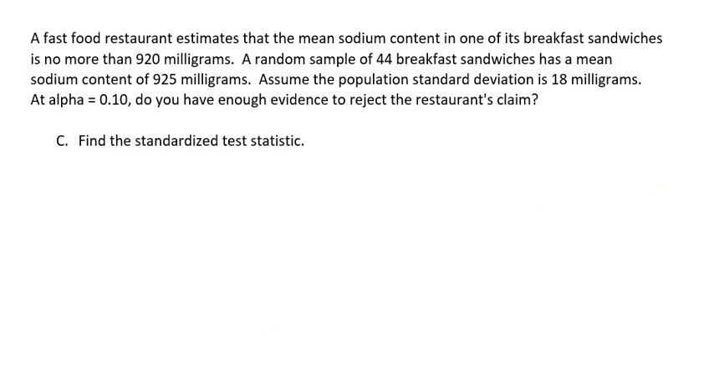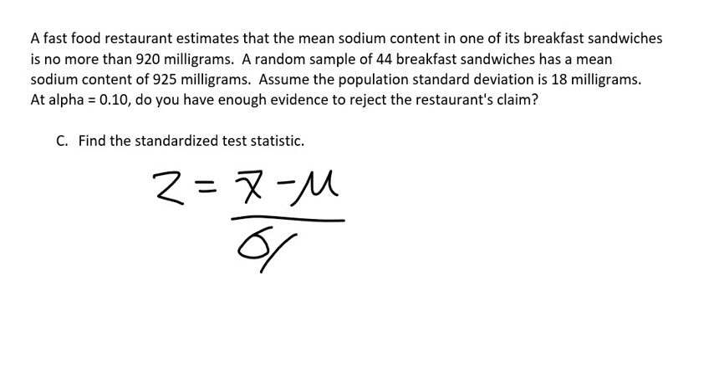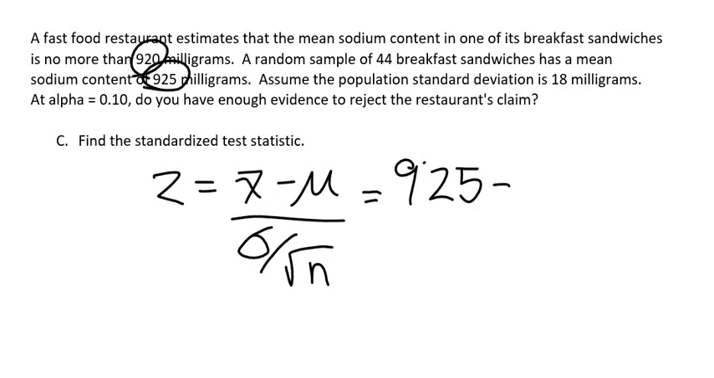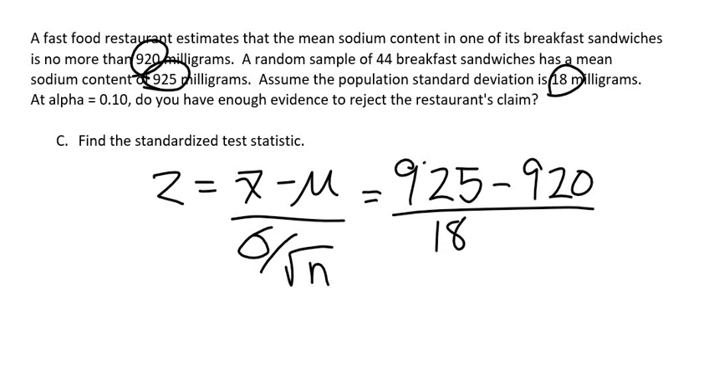Part C, find the standardized test statistic. Let's look at the formula for finding the standardized test statistic. This is z equals x bar minus mu divided by the standard deviation divided by the square root of n. Let's plug in our numbers that we have. X bar is the mean from your sample. Mu is the mean that we're testing. Standard deviation is 18. And our sample size is 44.